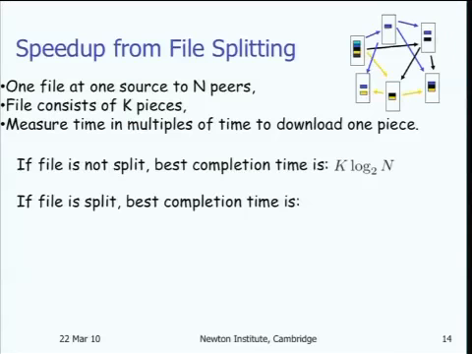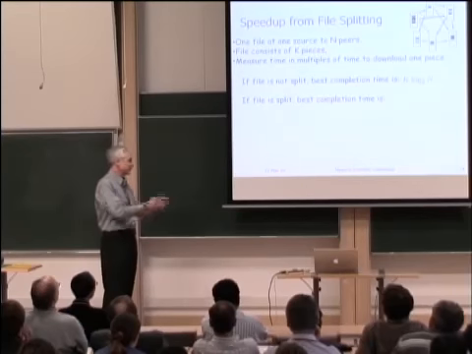Okay, so there's one file, there are n peers out there, and the file consists of k pieces, and I'll measure the time in multiples of the time it takes to download one piece. If the file is not split, the best completion time is k log 2 of n. This comes because it takes k time units for the seed to give the file to one other peer.